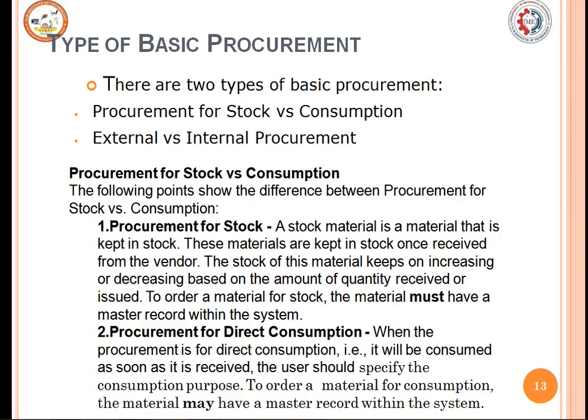Hello, good morning everyone. Further, we will be discussing various types of procurement process. There are two types of procurement process. One is procurement for stock versus consumption. Second one is external versus internal procurement. So what is this external and internal procurement? We'll see in detail.